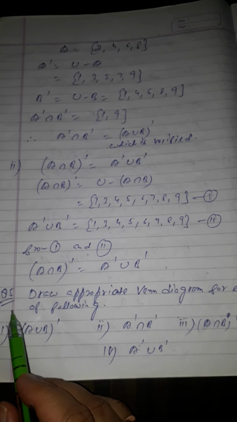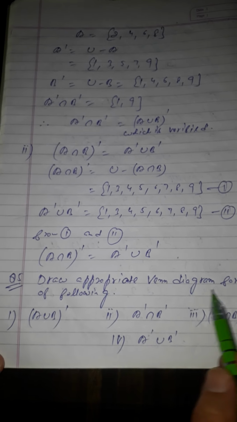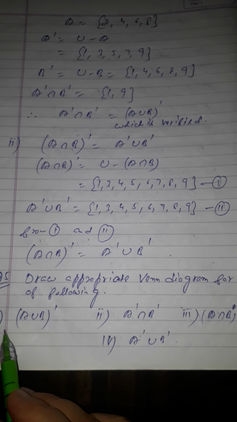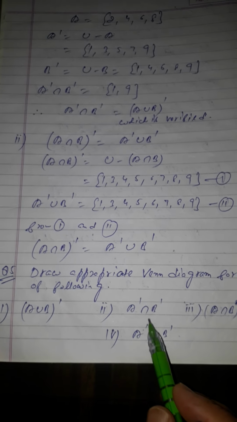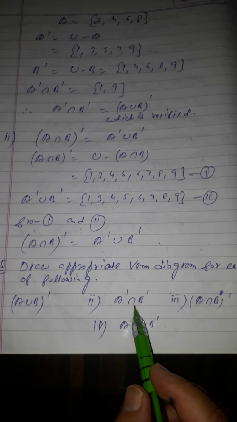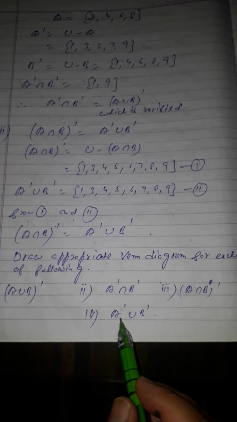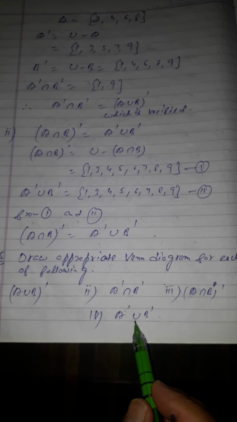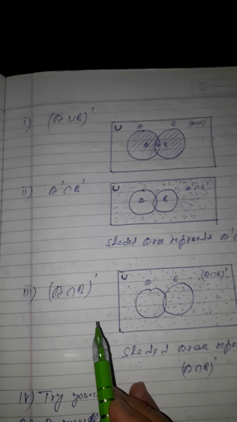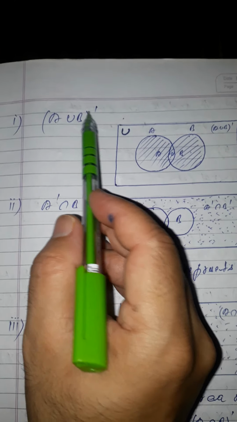So let us come to question number 5. Draw the appropriate Venn diagram for each of the following. Now in this question we are going to draw the Venn diagram, students. First, that is (A union B)'. Second is A' intersection B'. Third is (A intersection B)'. Fourth is A' union B'. So let us see, students. This is very important to understand the Venn diagram. Here is (A union B)'.